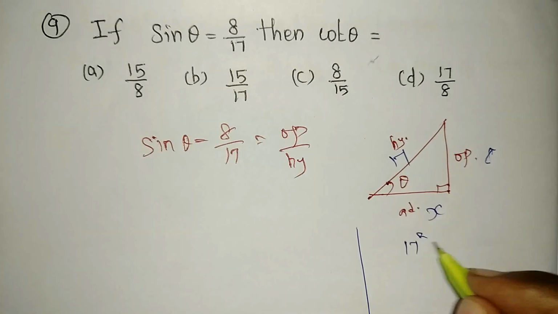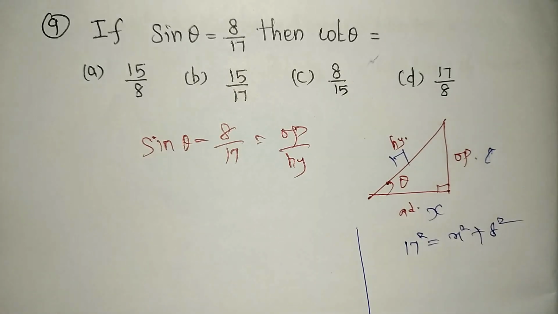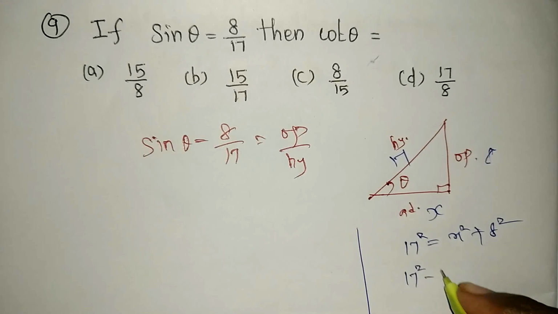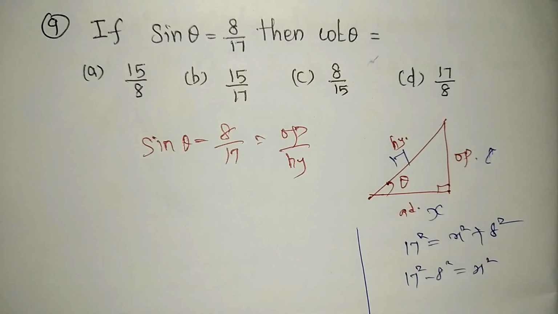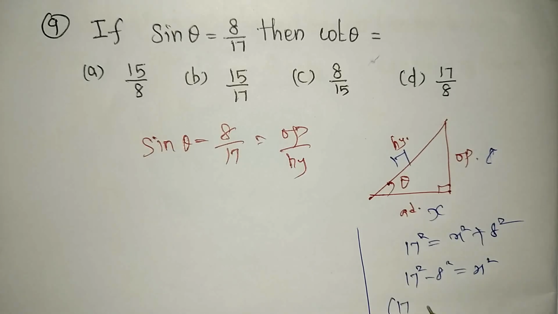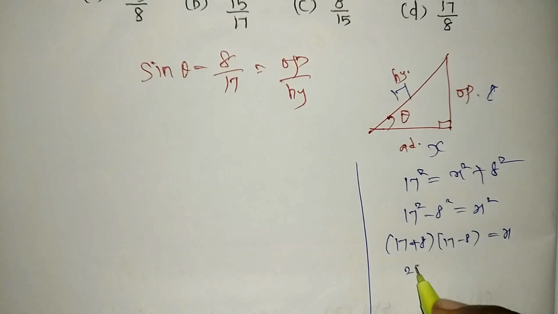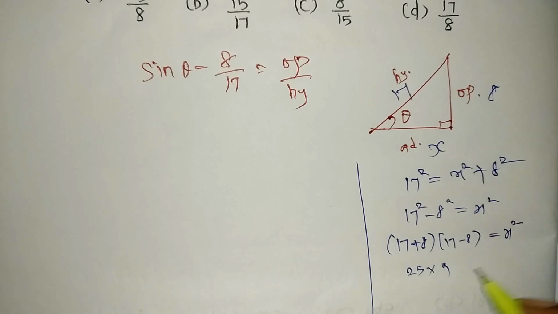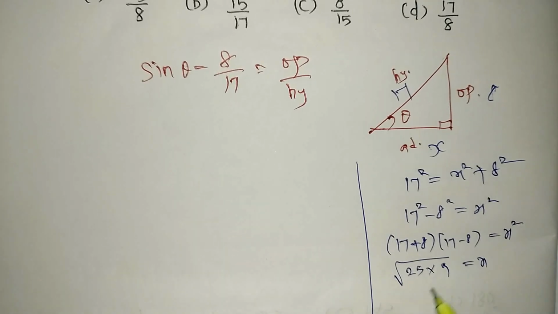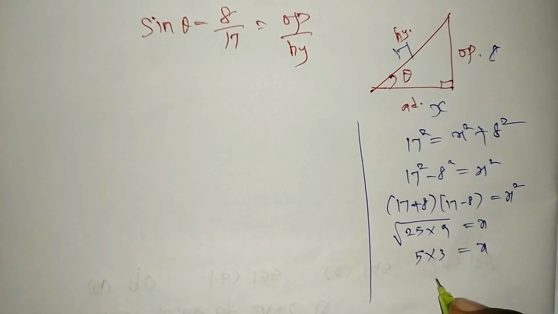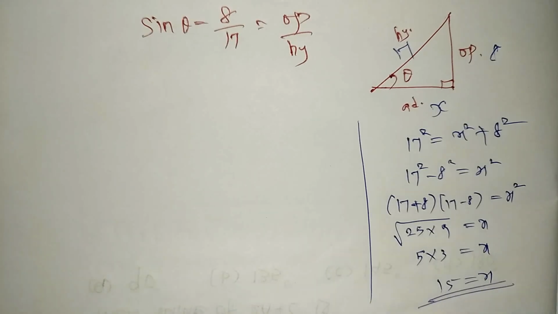Now we know very well that 17 square is equal to x square plus 8 square. That means in a right angle triangle, the square of the hypotenuse is equal to the sum of the squares of the other two sides. Now I need x only. So 17 square minus 8 square is equal to x square. Now this is in the form of a square minus b square, which is a plus b times a minus b. If we add this together, we get 25 into 9. So x square is equal to 25 into 9, and the square goes to the opposite side as a root. The root of 25 we know very well is 5, and the root of 9 is 3, so x is equal to 15. x is the adjacent.